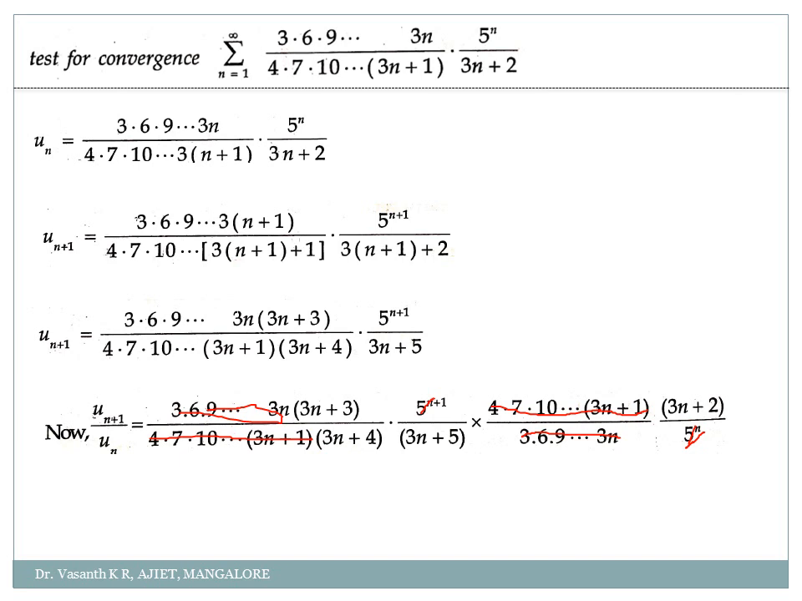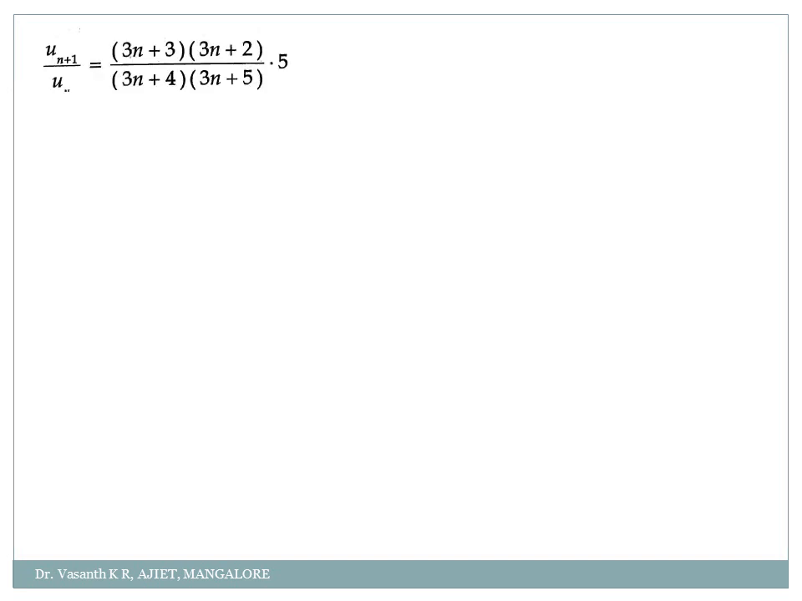Which terms will get cancelled? 3, 6, 9 up to 3n, and here also 3, 6, 9 up to 3n will get cancelled. See here, 3n plus 3, 3n plus 2 divided by 3n plus 4, 3n plus 5 into 5. Now what to do? Will you go on multiplying term wise? No, don't make that mistake, my dear students. In the first bracket you take n outside. Again in the second bracket you take n outside. Same way in the denominator.